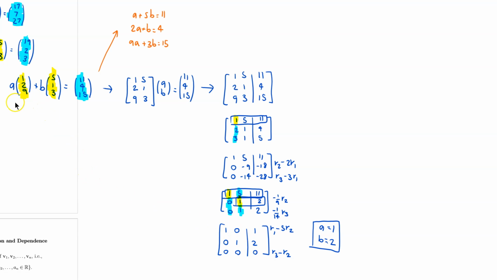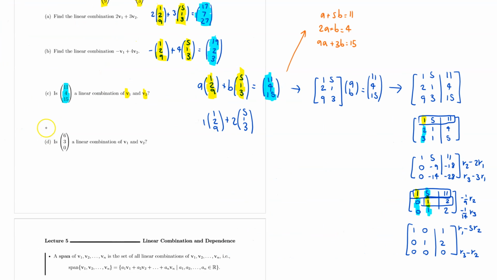You can try that. If my a is 1 and my b is 2, so let me see. I'm gonna get 1, 2, 9 plus 2 times 5, 1, 3, and I will get the vector 11, 4, 15 here. So that means this blue guy 11, 4, 15 is indeed a linear combination of my yellow guys, because I can find the values for a and b here, which are just 1 and 2. So this guy is a linear combination of v1 and v2.